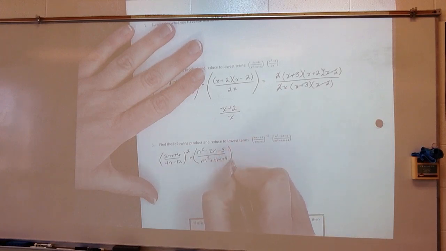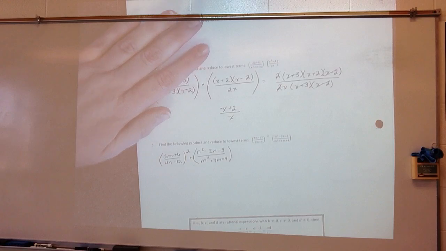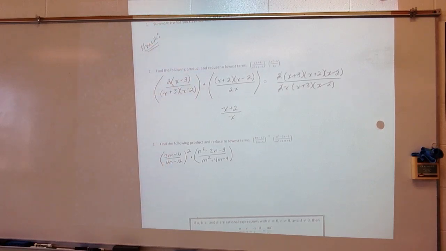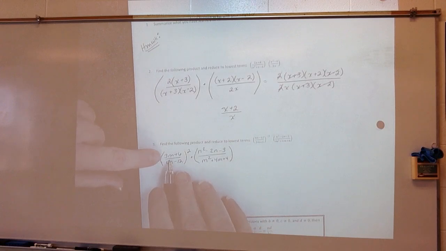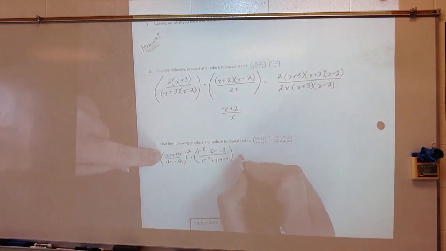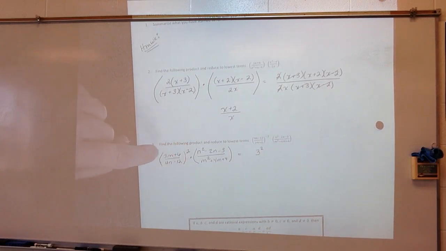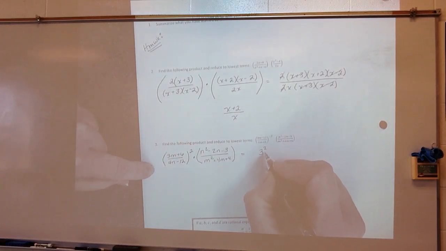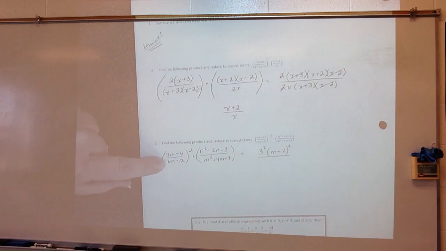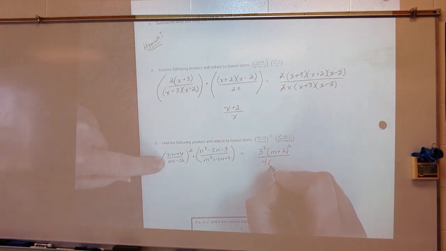All right, so I'm going to see what I can do to simplify this the best that I can. Okay, so I'm going to pull a 3 out. Now, when I do that, remember that 3 is squared because I have to square that whole entire thing. So when I pull that 3 out, I get m plus 2, and that's also squared. Over, I can pull a 4 out on the bottom, and I get n minus 3.